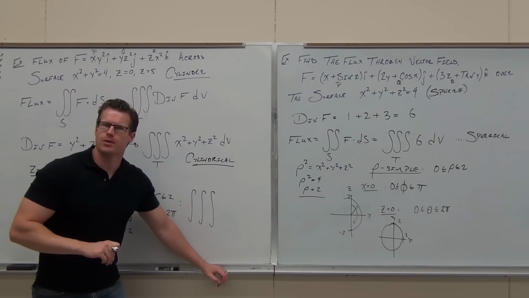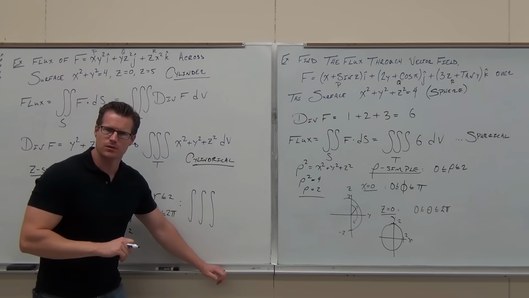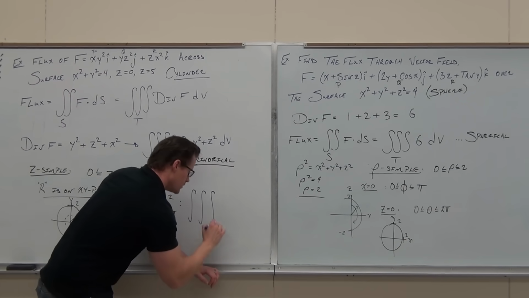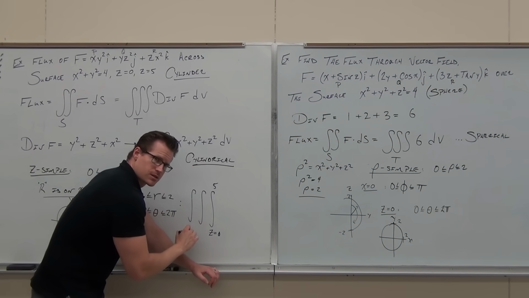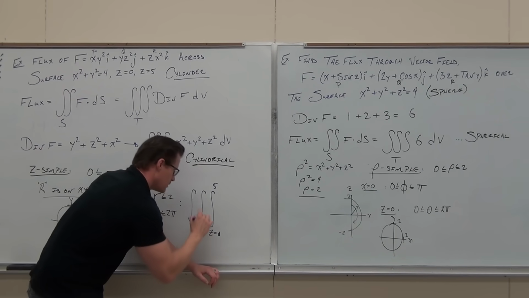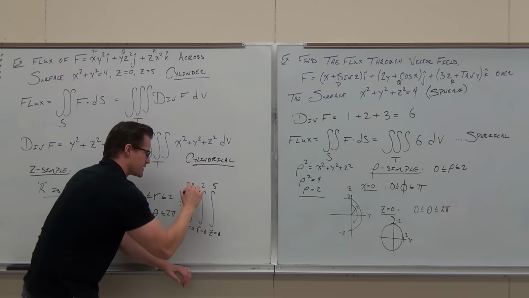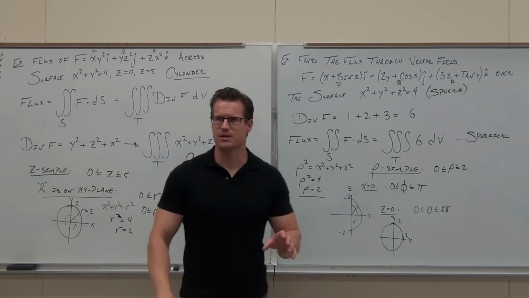With cylindrical, what goes first on the most inside integral? From where to where? 0 to 5. Beautiful. What's next? 0 to 2. And lastly? 0 to 5. Fantastic. That's exactly right. That's exactly how your bounds of integration should look.